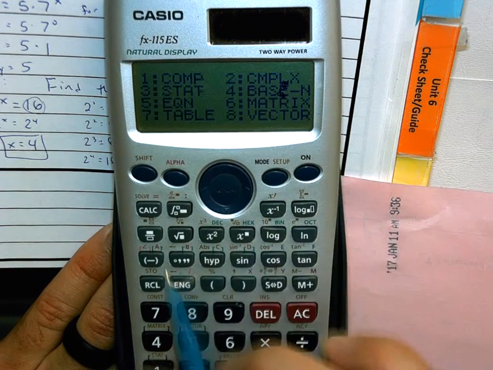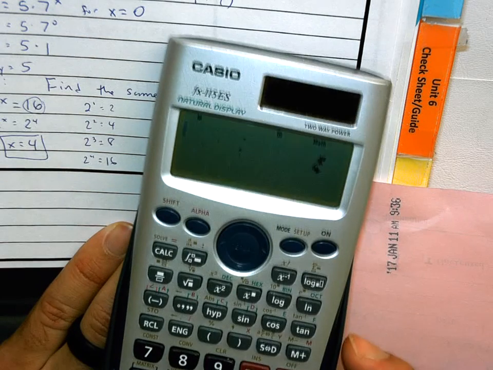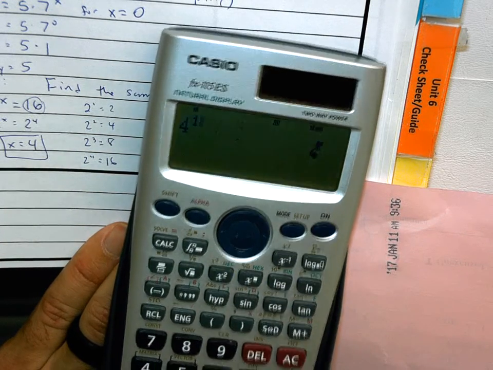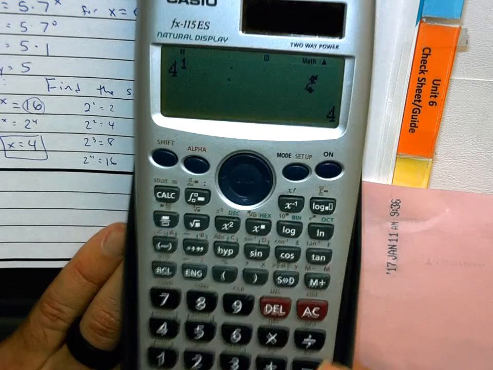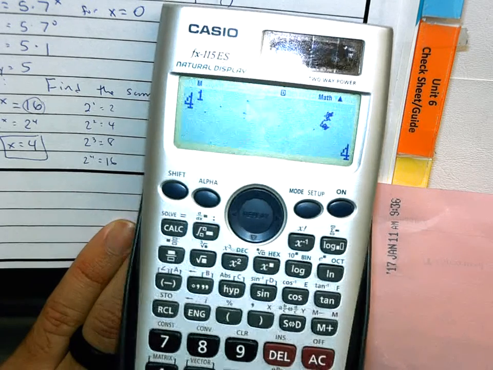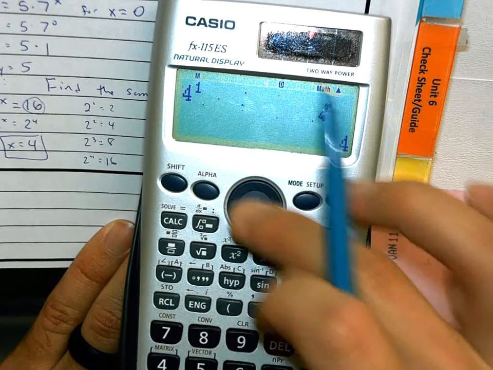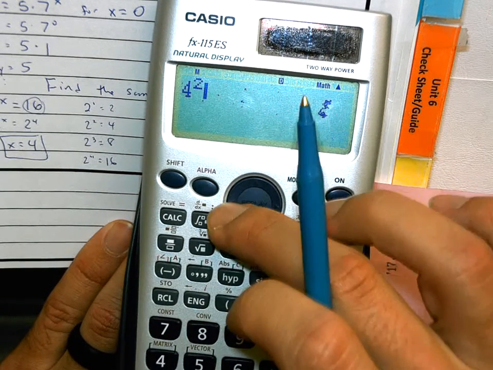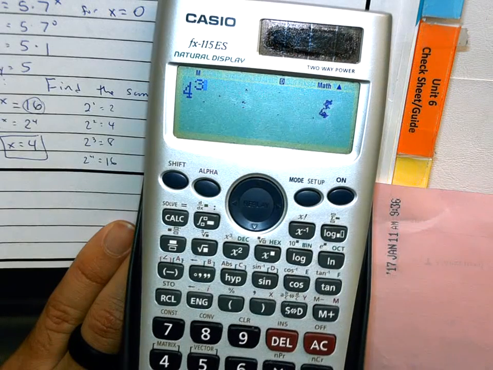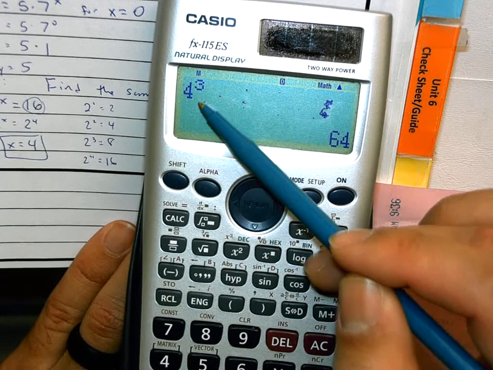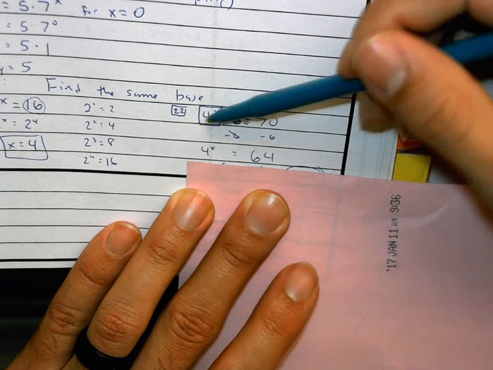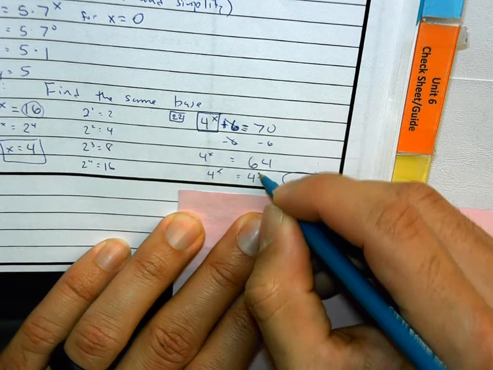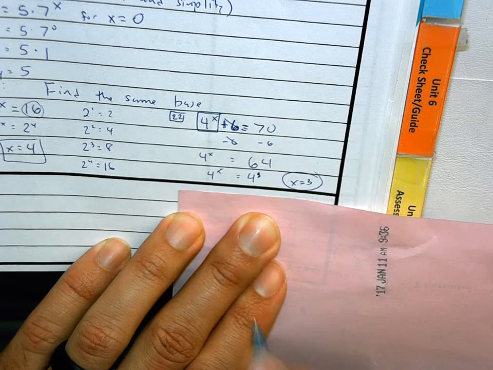Mode number 1. And I can actually type in 4 to the first, which is 4. You can't even see that. Let me try to get it to the right angle. There we go. There's the right angle. And then what I do is I can go back up here and do 4 to the second. And I can go up there and do 4 to the third. I need to find the base of 4. Since I have a 4 here, I know it has to have a base of 4. I know 4 to the third is the same thing as 64.